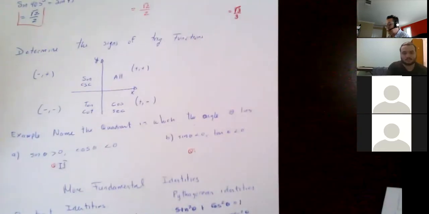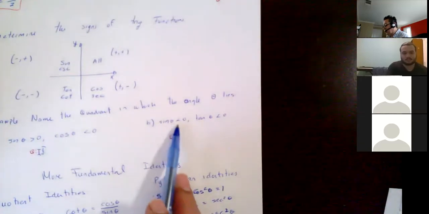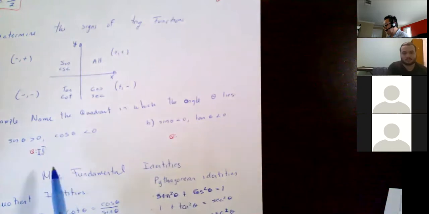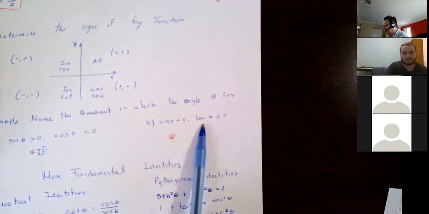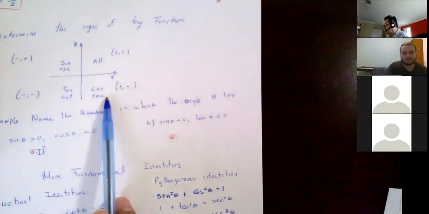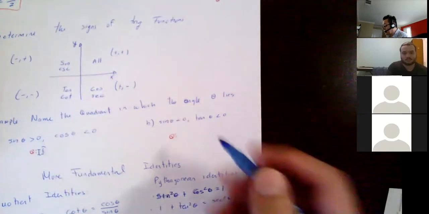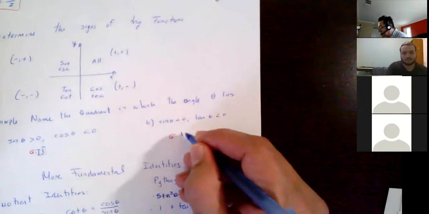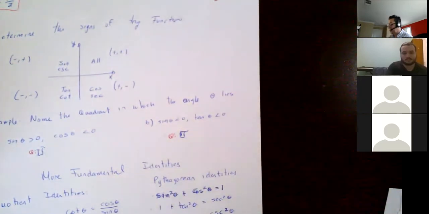Okay, so let's go over B. The sine is negative. When is the sine negative? Well, the sine is negative in quadrants 3 and 4. But also notice the tangent is negative. When is the tangent negative, in quadrant 3 or 4? The only quadrant where both are negative is quadrant 4. So for B, the answer is 4.